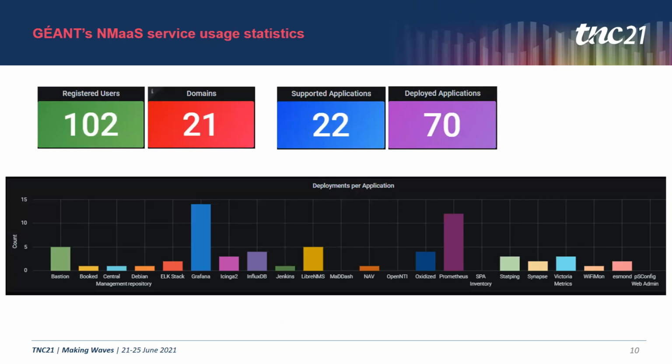Currently on the NMaaS central instance, we have more than 100 registered users for whom we have created 21 tenant environments, or domains. We support 22 applications, and currently we are running 70 instances of those applications. You can also see that Prometheus and Grafana are by far the most popular applications that we support.